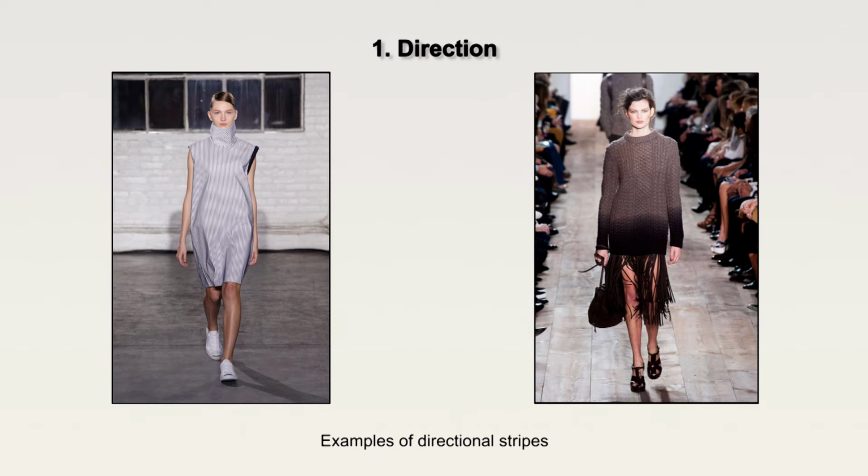On the right is another directional example, transition in this case. We can see how the lines of knit fabric change color from light to dark. This has been achieved by the usage of darker thread in the knitting machine.